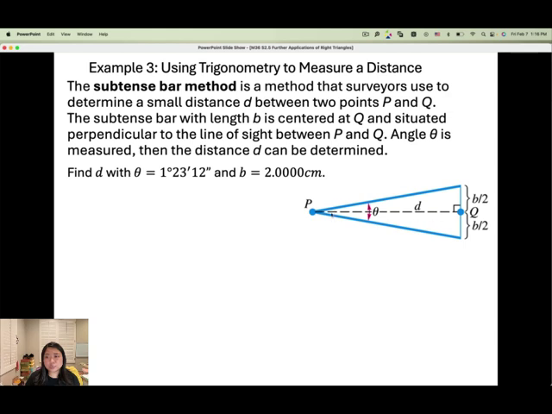Find the d. I need to find the d here with theta equal to 1 degree, 23 minutes, and 12 seconds, and b equal to 2.0000 centimeters. The b is talking about the whole length here, so you could just divide it by 2. You're going to cut it in half for this triangle.